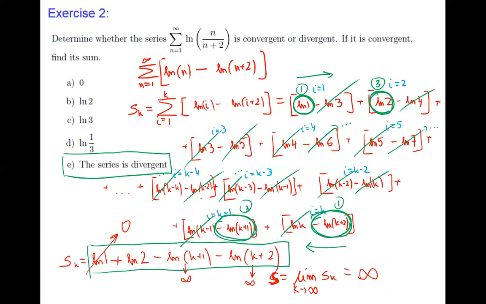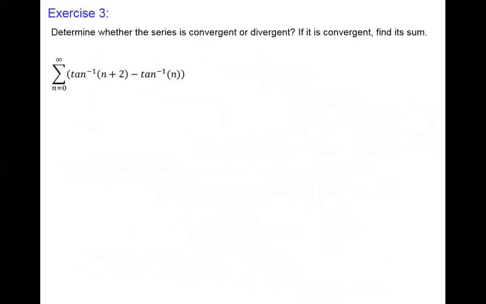Okay, let's do another one. Determine whether the series is convergent or divergent. If it is convergent, find its sum. And the summation is from 0 to infinity. Yeah, please note that difference. And it's inverse tangent of n plus 2 minus inverse tangent of n. Again, we see the difference. That means it's easy to recognize that it's a telescoping one. And I see like terms, almost consecutive, every other term actually, n plus 2.